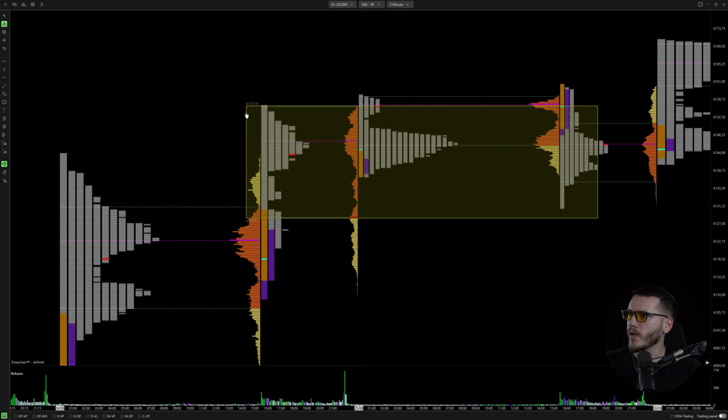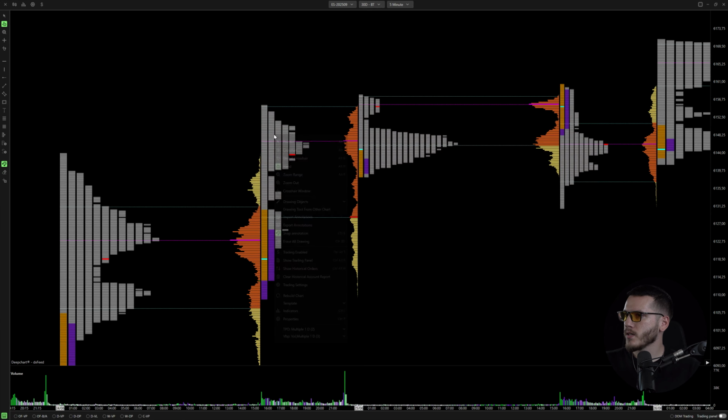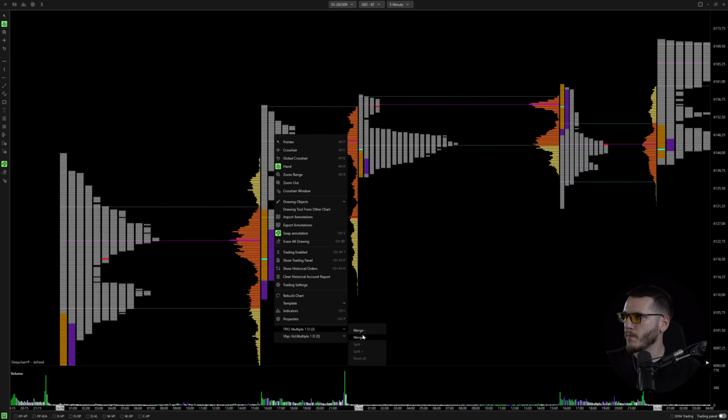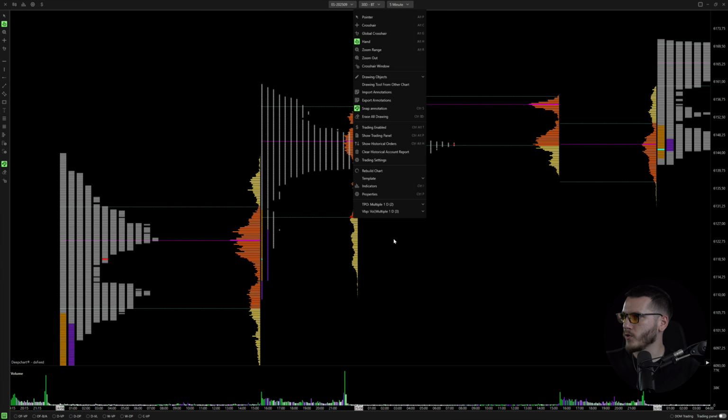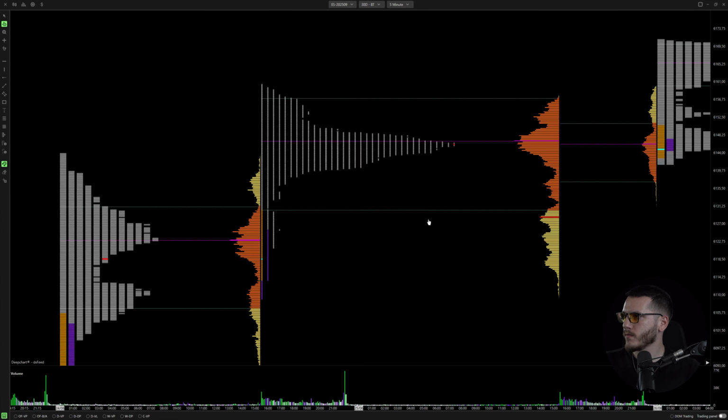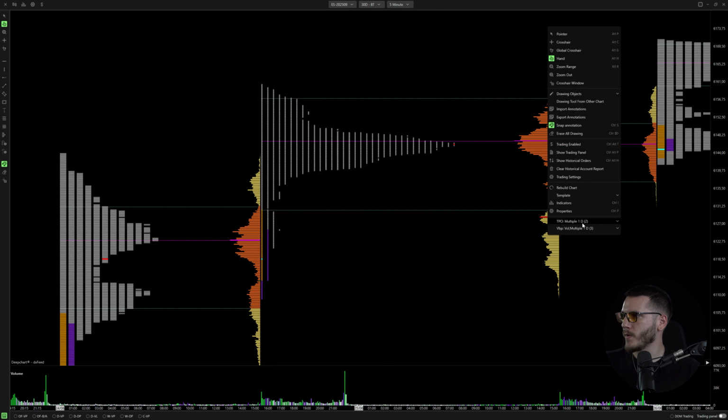is we can merge these two profiles. So we're going to merge, and merge. Also the volume profile, we're going to merge and we're going to merge again.